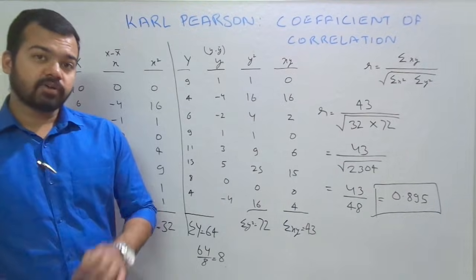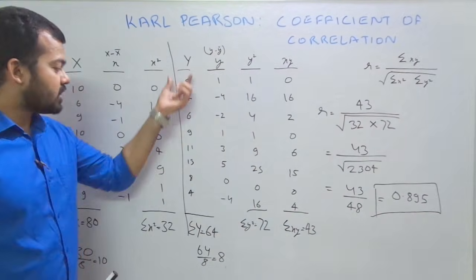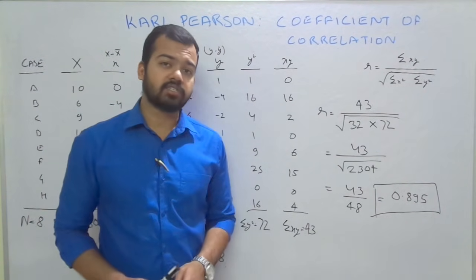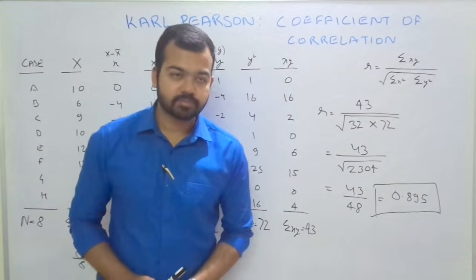Now we have to write one line after this question: among these values, column y and column x, there is a high degree of correlation present. Positive high degree, because the value comes out as positive.